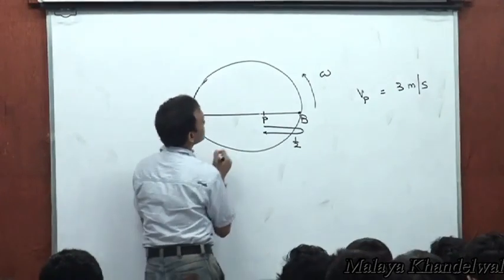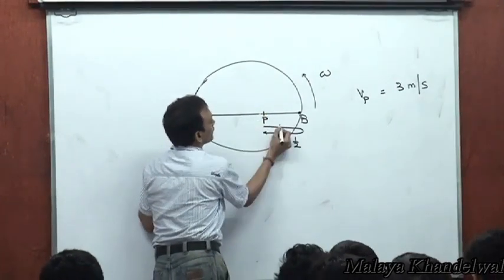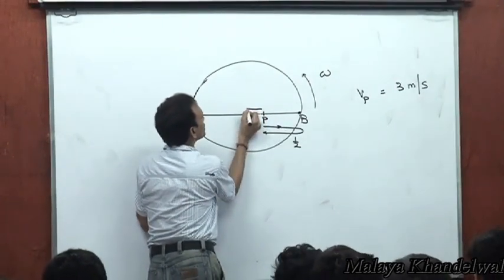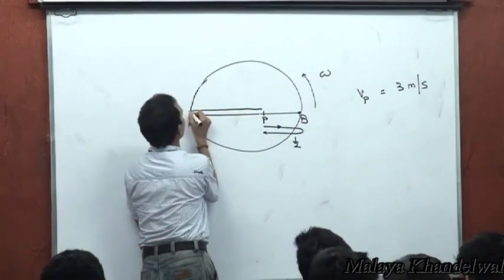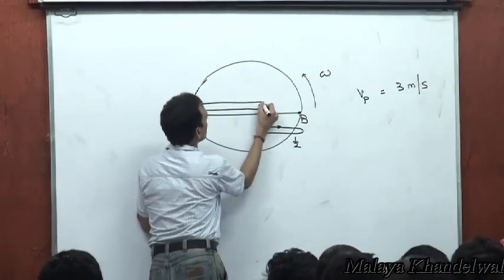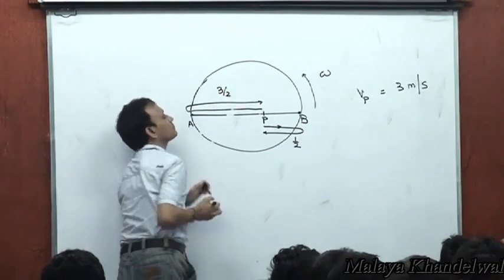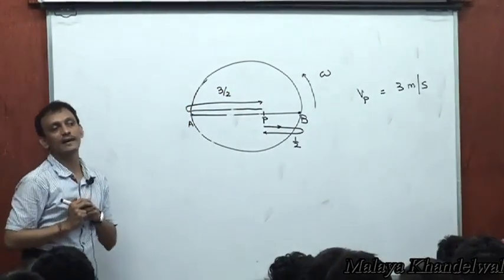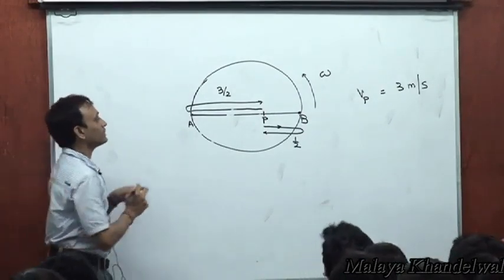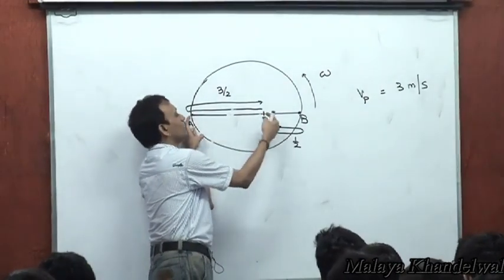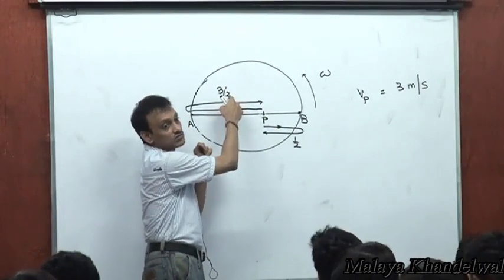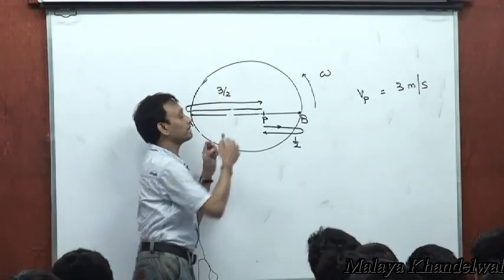And then next, it starts moving in this direction and goes from P to A and then A to P. This takes 3/2 seconds. That means PA and AP together take 3/2 seconds, so each must be 3/4 seconds.